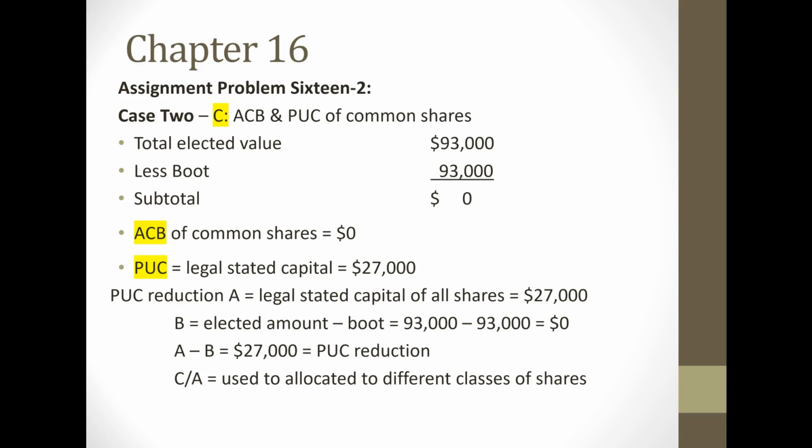So the PUC then for the common shares will be 0. The original legal stated capital of $27,000 minus the PUC reduction will result in 0 PUC for the common shares. And once again, this equals the ACB of the common shares. So that sort of all makes sense. You cannot escape any accrued gain on the sale of the common shares.